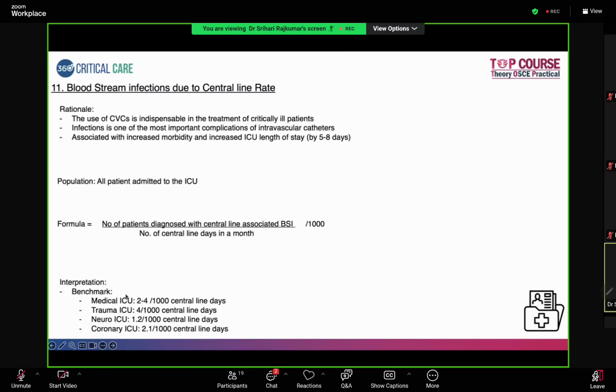So the benchmark is similar for medical ICU, it is around 2 to 4. For VAP, it was 2.5. Trauma ICU, it is 4. Neuro ICU, it is 1.2. And coronary ICU, it is 2.1. So the numbers, if it is possible, please remember, but at least medical ICU alone, try to remember it because it is the area where most of us work.